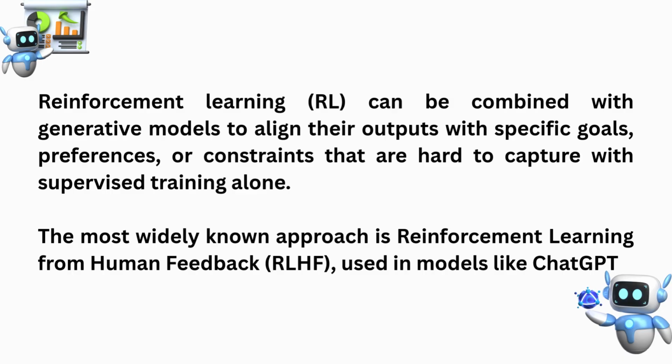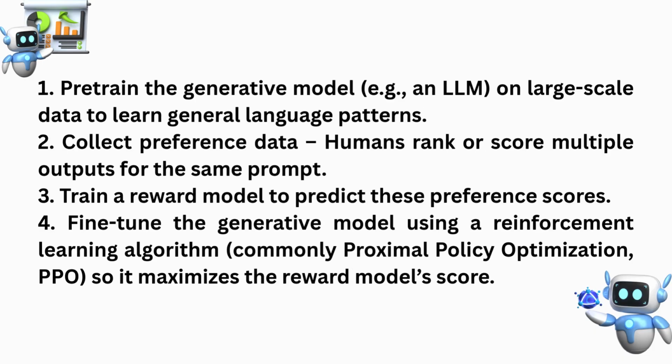Reinforcement learning can be combined with generative models to align their outputs with specific goals, preferences, or constraints that are hard to capture with supervised training alone. The most widely known approach is reinforcement learning from human feedback, used in models like ChatGPT. 1. Pre-train the generative model, example is an LLM, on large-scale data to learn general language patterns. 2. Collect preference data.